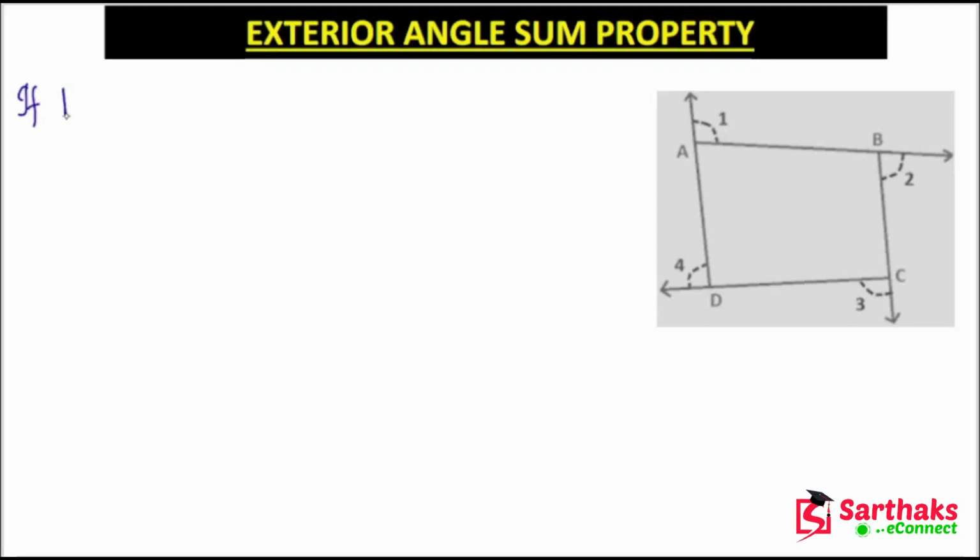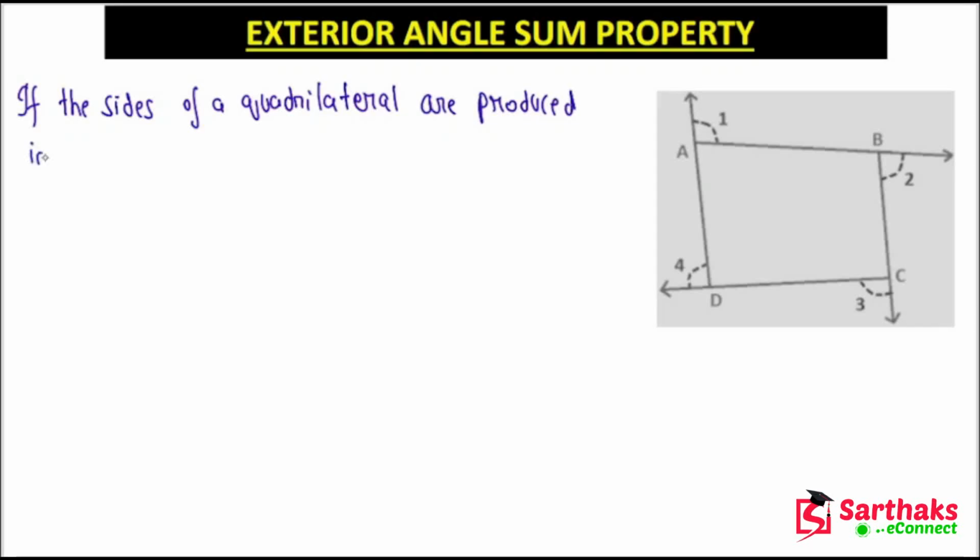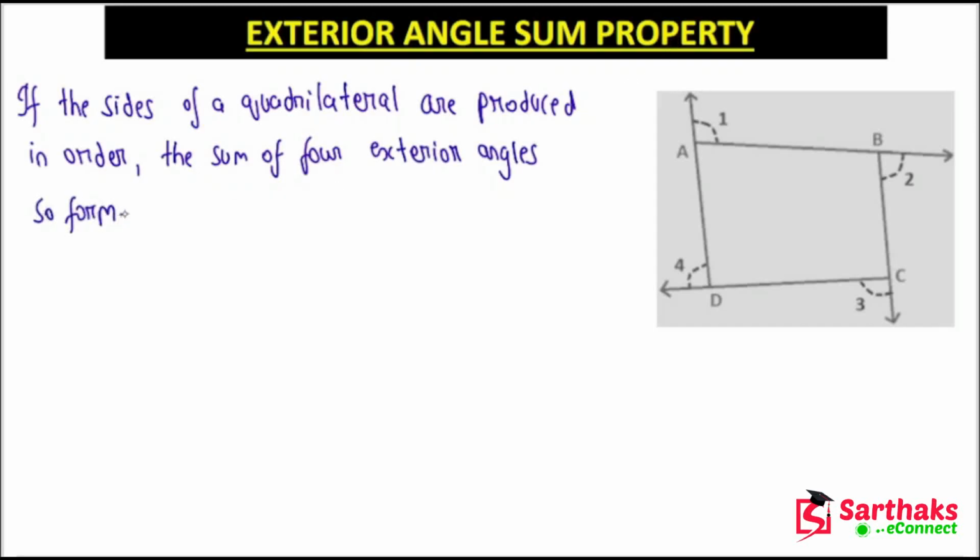It states that if the sides of a quadrilateral are produced in order, you can clearly see we have produced the sides of a quadrilateral, then the sum of four exterior angles formed is 360 degree. So the sum of all exterior angles formed is equal to 360 degree.